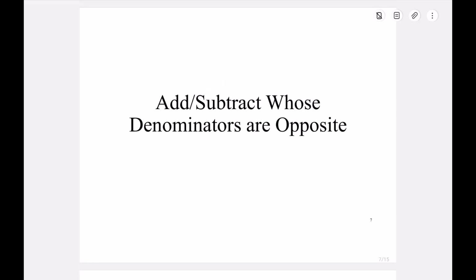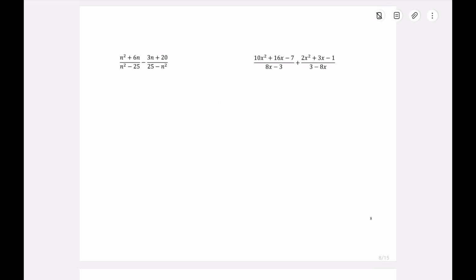So now we're going to add and subtract rational expressions with opposite denominators. When we have opposite denominators, we would take an expression and multiply it by -1 because we want this expression to look like the other expression. So we would still have our left expression, n squared plus 6n all over n squared minus 25. With us multiplying by -1 in the bottom and the top, the bottom of our fraction would be n squared minus 25, and in the top we would have a -3n minus 20.